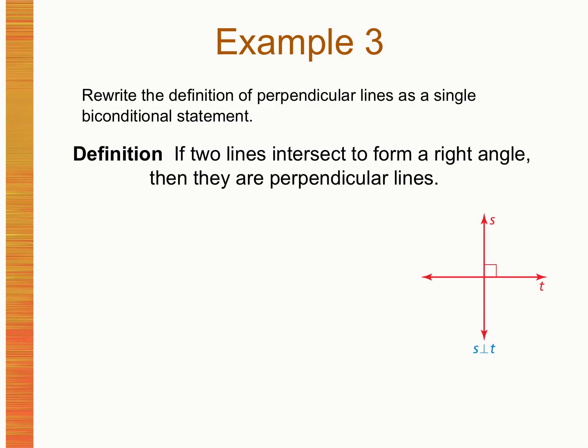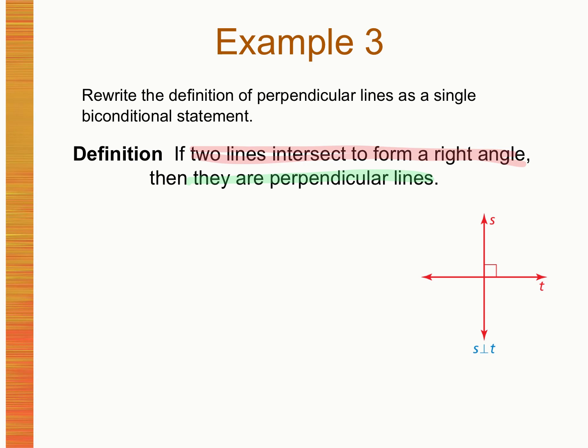All right, for this one it says rewrite the definition of perpendicular lines as a single biconditional statement. So I'm going to highlight my hypothesis. This is my hypothesis right here. Then I have my conclusion. So if two lines intersect to form a right angle, then they are perpendicular lines. I'm going to write this as a biconditional statement. So I have to get rid of my if-then, and I have to use my if and only if.